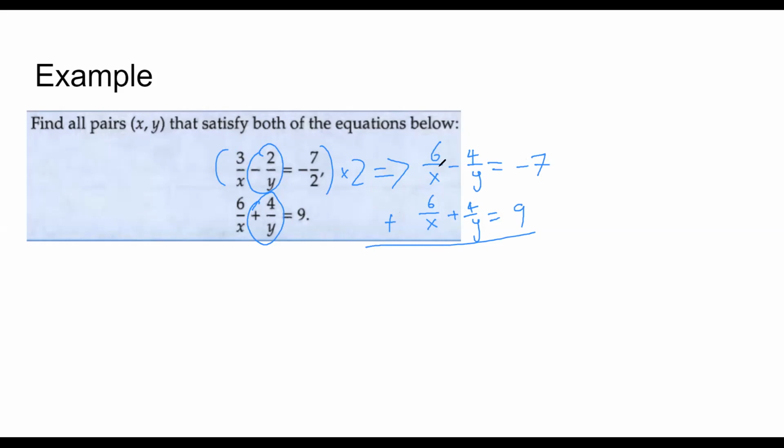We just look at 6 over x plus 6 over x is 12 over x, plus 0 because they cancel out, equal to -7 plus 9, which is 2. And then if we have 12 over x equals 2, well, that just means x equals 6.